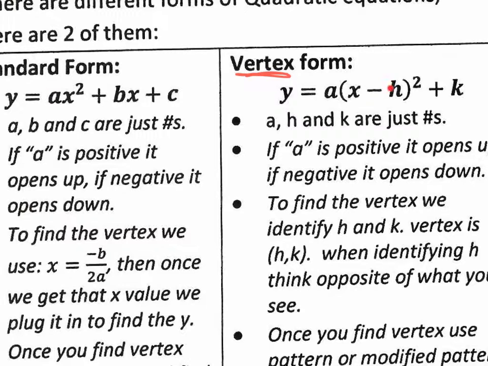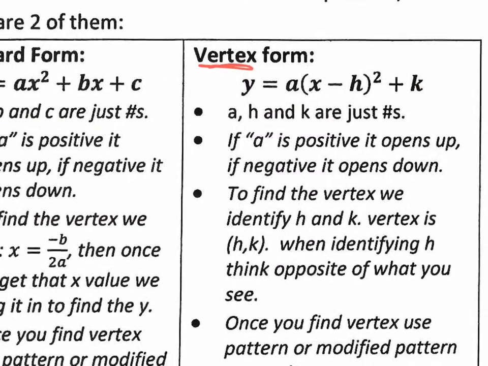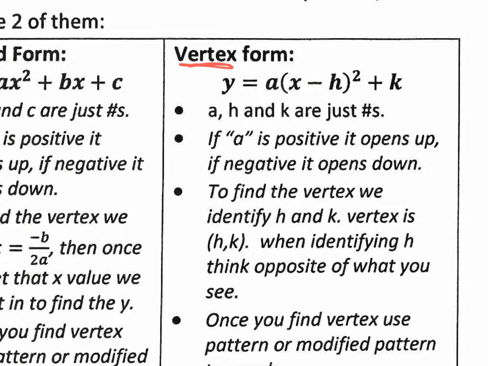The only difference is h and k. h is a number, k is a number, and we need to recognize that h and k are our vertex. Check this out. The vertex is (h, k). Underline that right there, guys. The vertex is (h, k).